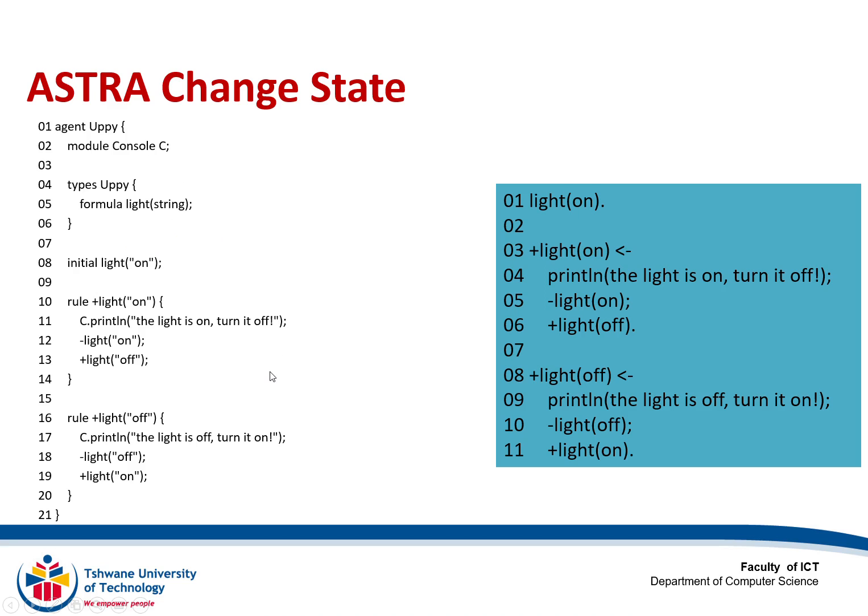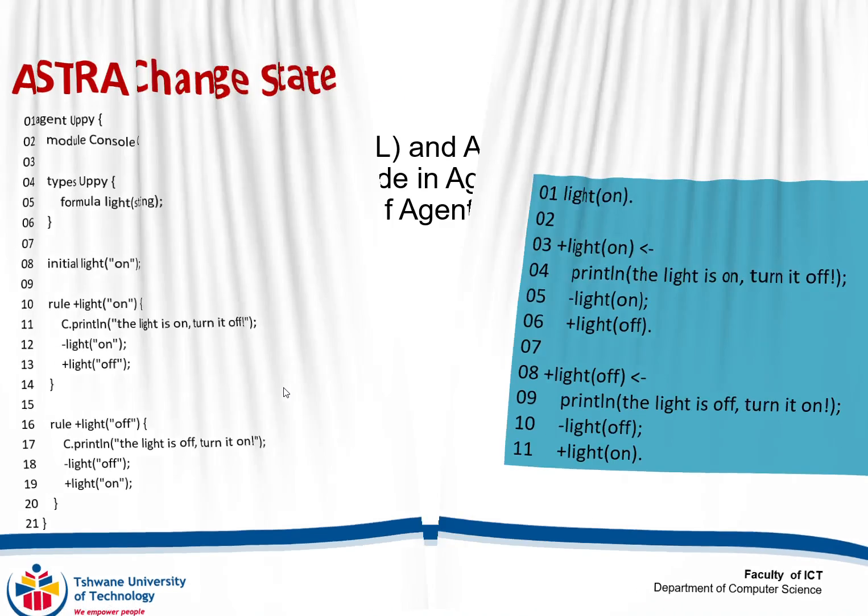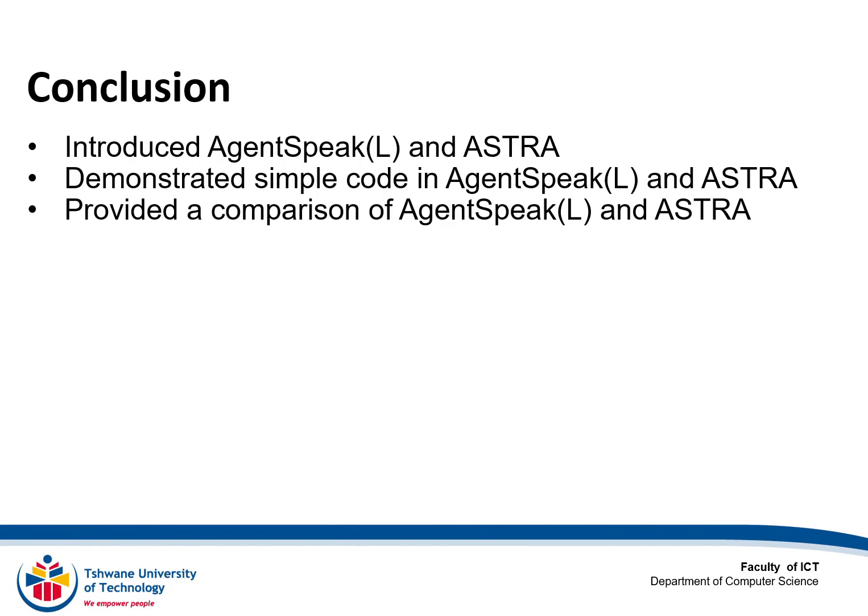Okay, having done that, we now want to do the equivalent of this, but doing it here, where the light is on, and you want to print the light is on, turn it off. And then we know that the current state is light on, and you change it to light off. The same thing for when the light is off, you want to print the light is off, turn it on. We know the current state is the light is off, but we then change it to light on. As simple as that. Okay, that was very simplistic.